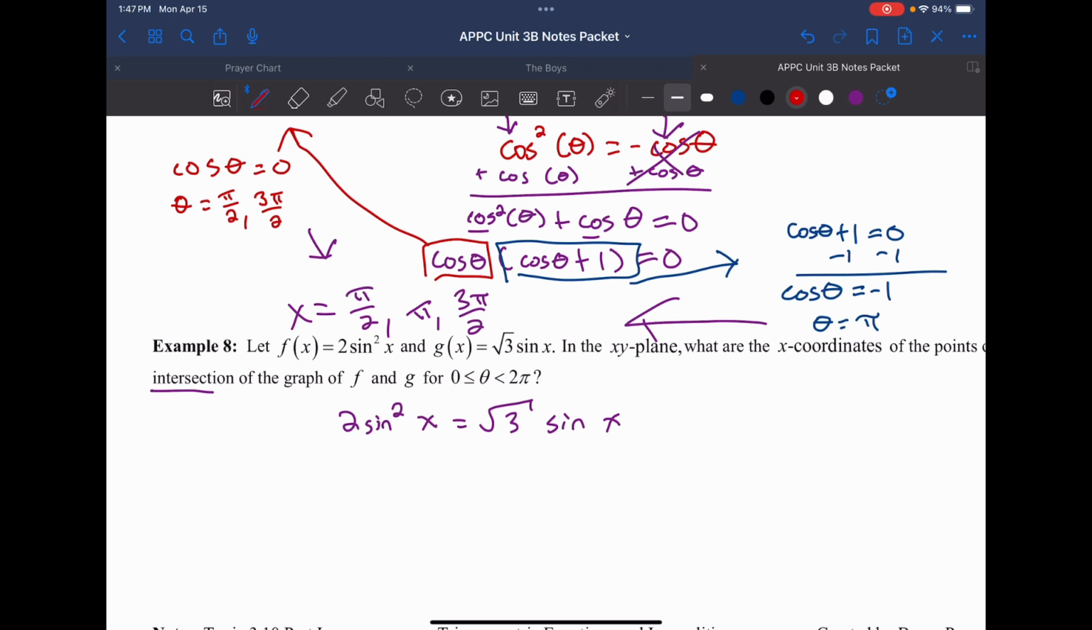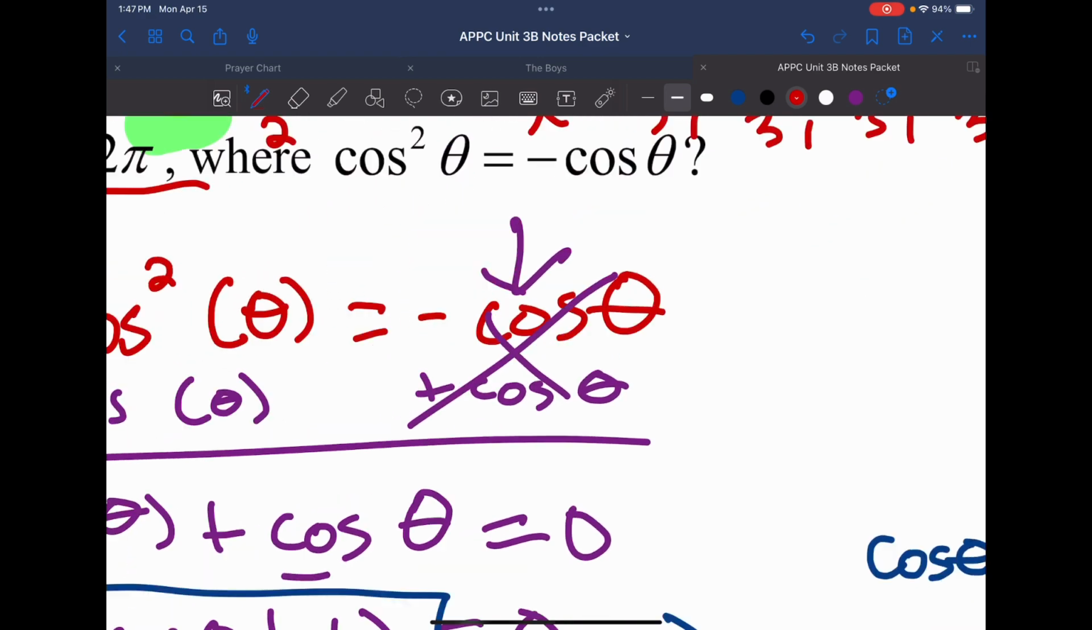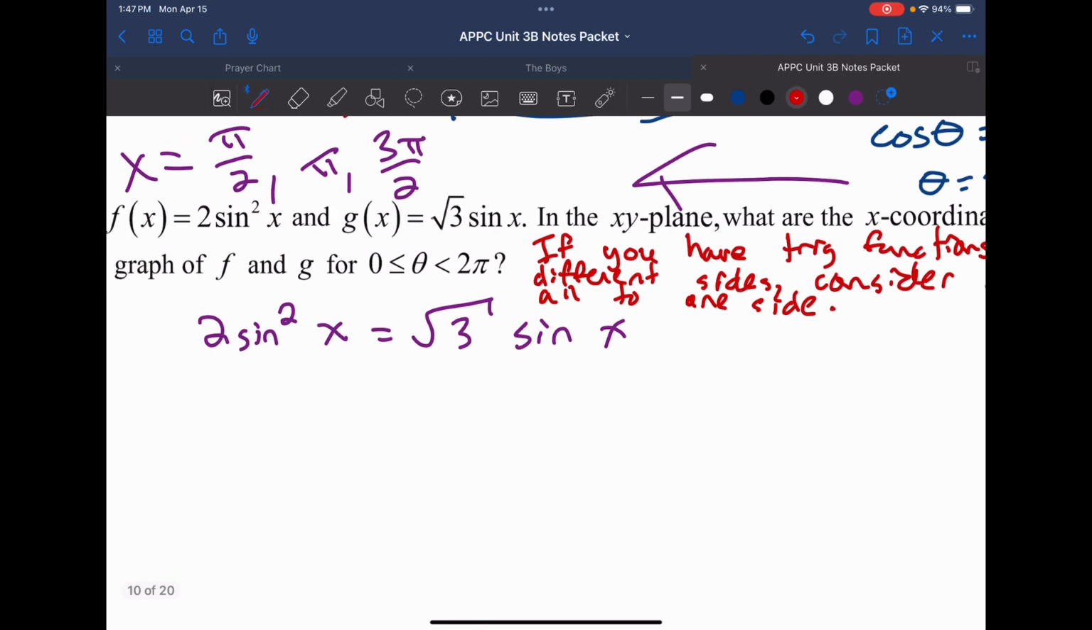First thing to do, and this is a good note to write: if you have trig functions on different sides, consider moving all to one side. Not always the case, but usually for this lesson at least, you're going to try to move it to one side. So what do I mean by that? I'm going to subtract the square root of 3 sine x.